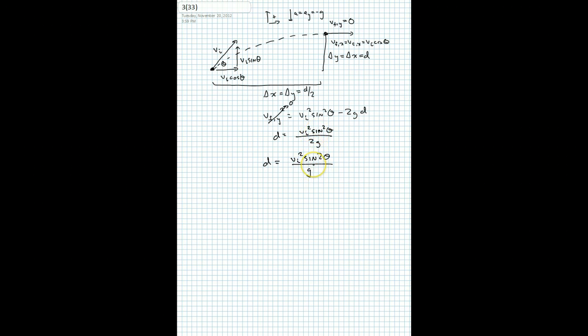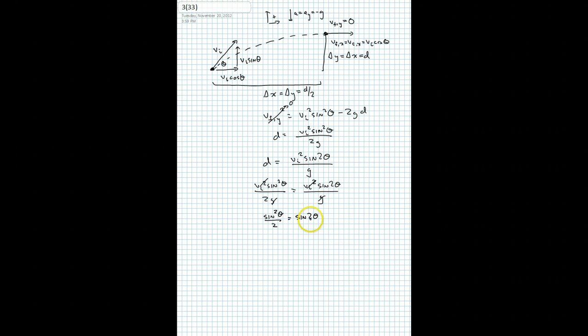Now these are really similar, and we want them to be equal, so I'm going to substitute this in for d. I can say that vi squared sine squared theta over 2g has to equal vi squared sine 2 theta over g. The g's can cancel, the vi squareds can cancel, so now we only have theta, and that's good times. So I can say that sine squared theta over 2 has to equal sine 2 theta.